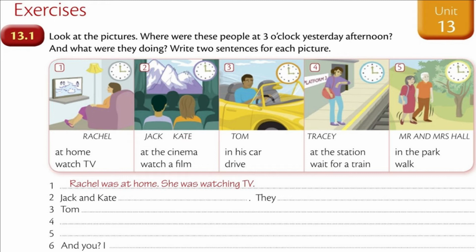Number 1. Rachel was at home. She was watching TV. Number 2. Jack and Kate were at the cinema. They were watching a film. Number 3. Tom was in his car and Tom was driving. Number 4. Tracy was at the station. She was waiting for a train.